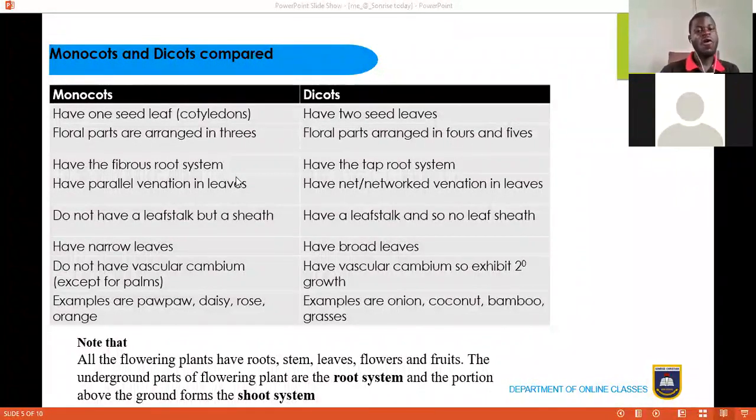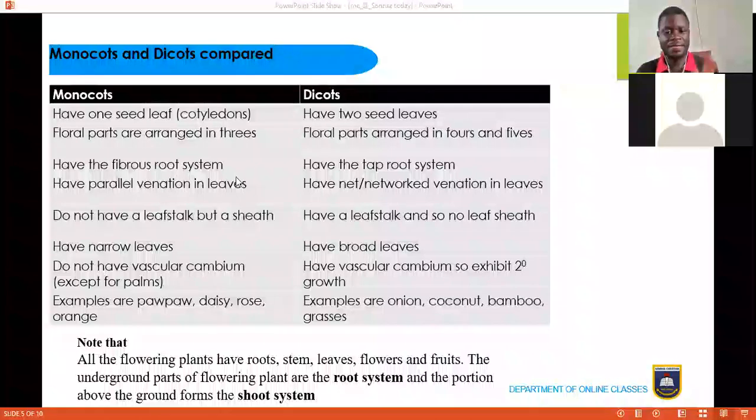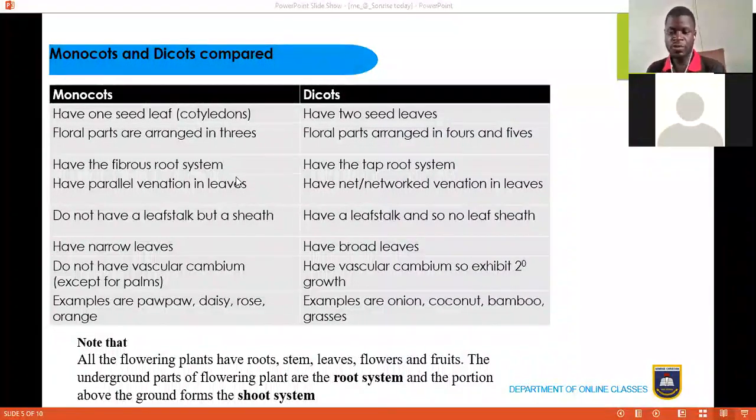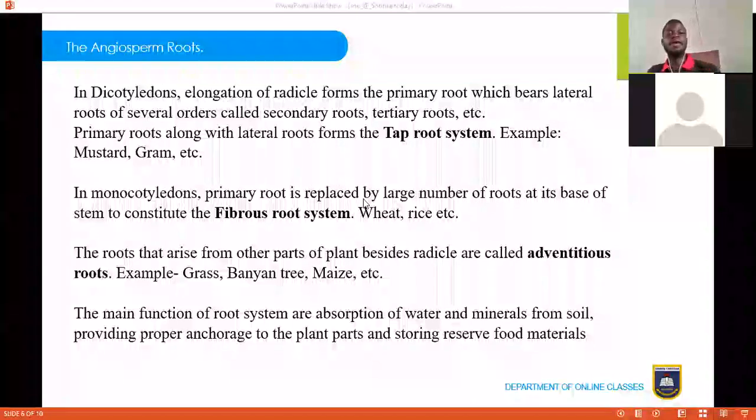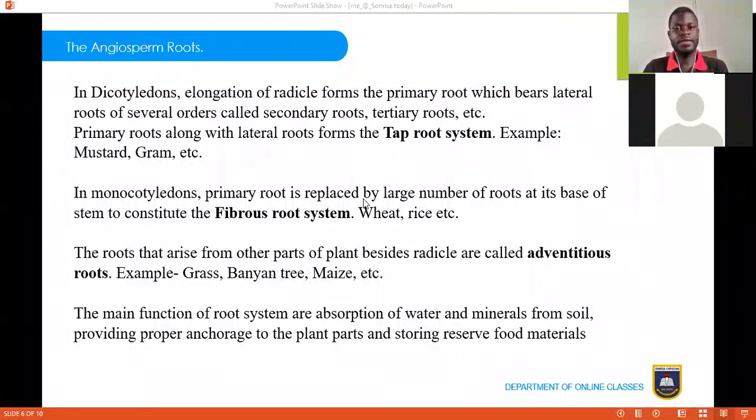Take note of the fact that all flowering plants have roots. In fact, they have true roots, true stem, true leaves. They have flowers and they have fruits which contain seeds. All right. The underground part of the plant forms what we call the root system, and the portion that rises in response to light out of the ground is called the shoot system. In dicots, elongation of the radicle forms the primary root.